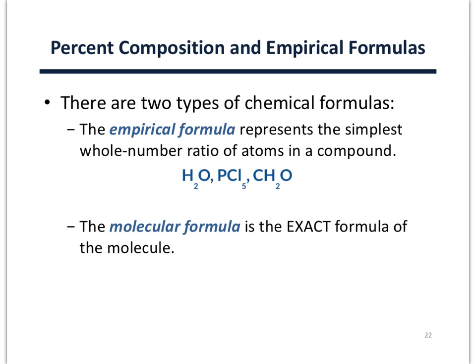Molecular formulas represent exactly how the chemical compound appears in nature. For example, hydrogen peroxide's formula is H2O2. That's clearly not the smallest whole number ratio possible. That would be HO, but how hydrogen peroxide actually exists is as H2O2.